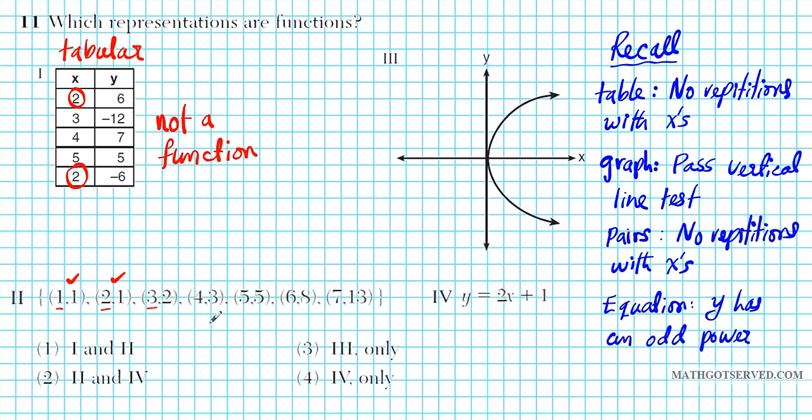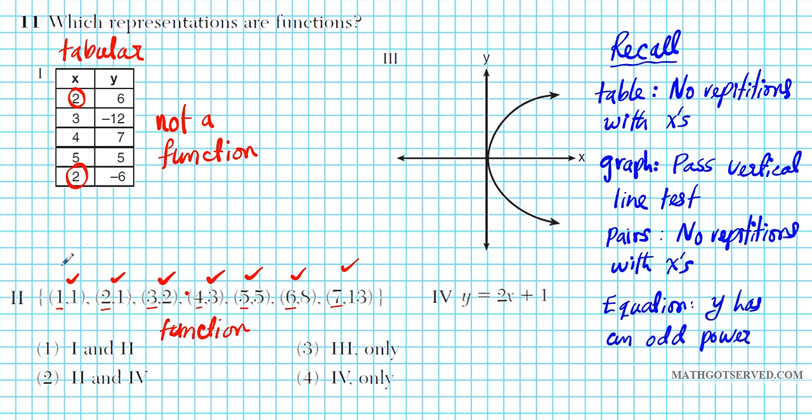This one, you have a 3 for the x. Do you have another 3? Nope, that's good. The next ordered pair, you have a 4. You have another 4? Nope, that's good. 5, another 5? Nope, that's good. 6, another 6? Nope, that's good. And then this 7 is unique. So this is a function. Okay, this is in fact a function.